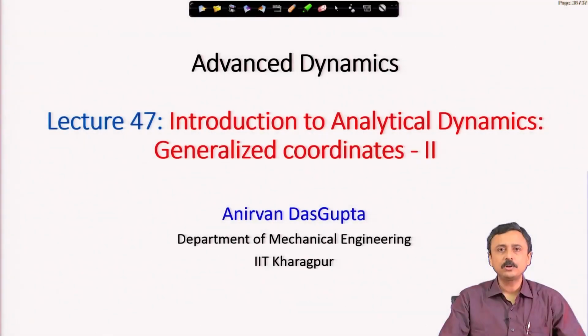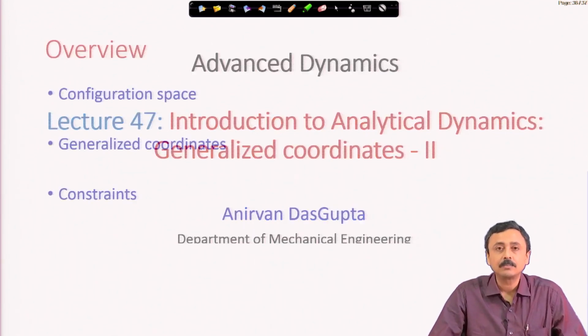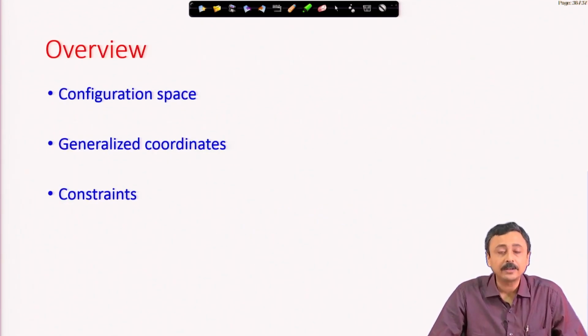We are going to continue our discussions on generalized coordinates, constraints, generalized and the configuration space that we had introduced in the last lecture. We are going to look at these concepts once again and with examples.